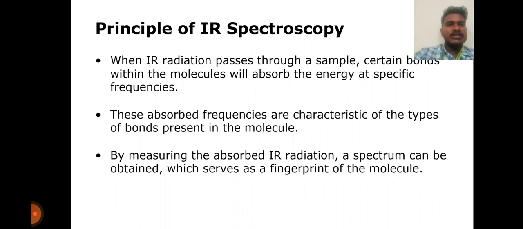Principle of IR spectroscopy. When IR radiation passes through a sample, certain bonds within the molecules will absorb the energy at specific frequencies. These absorbed frequencies are characteristic of the types of bonds present in the molecule. By measuring the absorbed IR radiation, a spectrum can be obtained which serves as a fingerprint of the molecule.